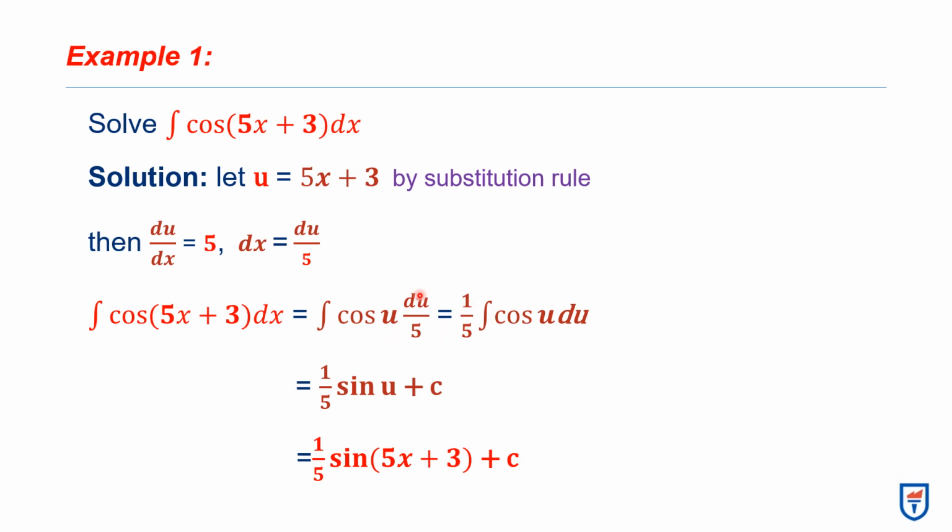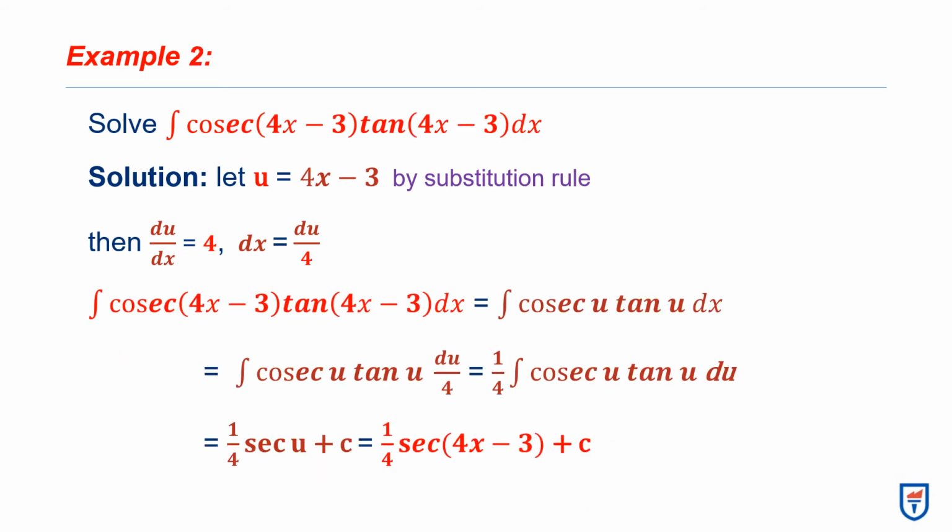So we take 1 over 5 outside the integral, and we have 1/5 times the integral of cos u. We know that the integral of cos u is sin u, from the rule that the integral of cos x is sin x. So we end up with the result 1/5 sin u + c. Then we return the actual value of u, which is 5x + 3. Our final result is 1/5 sin(5x + 3) plus constant c, which is arbitrary.